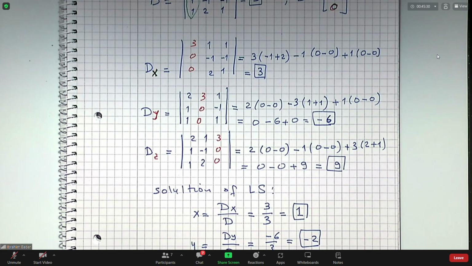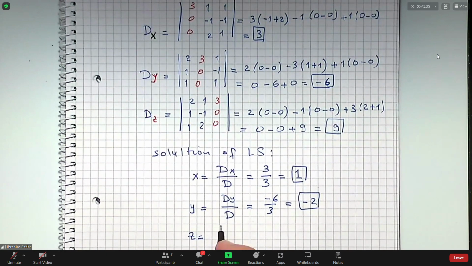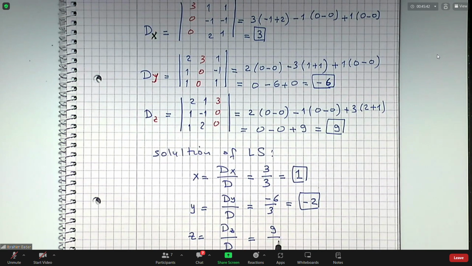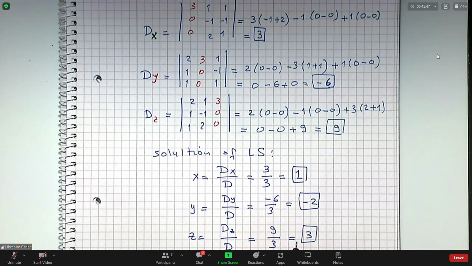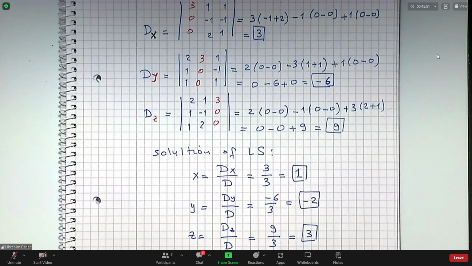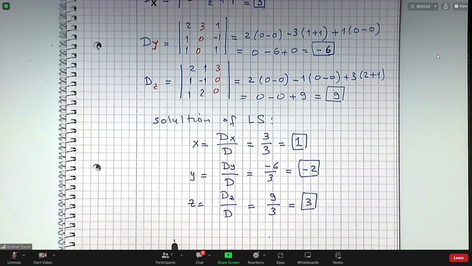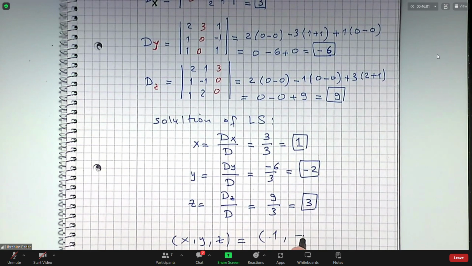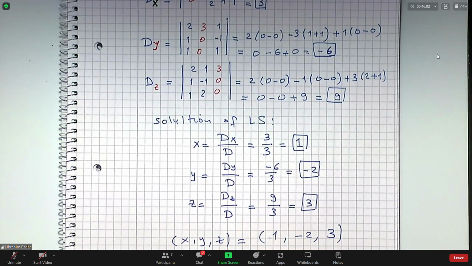And finally, the last variable z is equal to d sub z divided by d, and this is equal to 9 over 3, and this is equal to 3. All right, so that means that the solution here for the linear system x, y, z is equal to 1, -2, and 3. Okay.